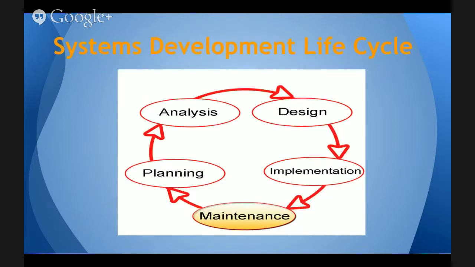Systems development lifecycle is a term used to describe a process for planning, creating, testing, and deploying an information system. Although every company has a different way of going about their systems development lifecycle, there is a basic form all methods follow. This basic form includes maintenance, planning, analysis, design, and implementation.